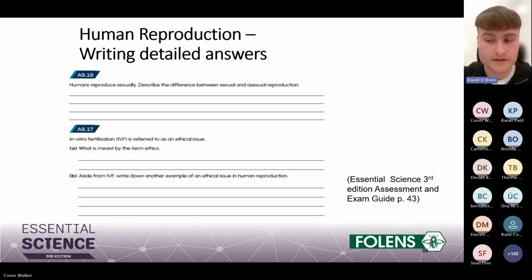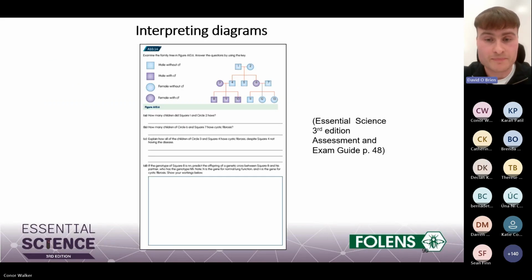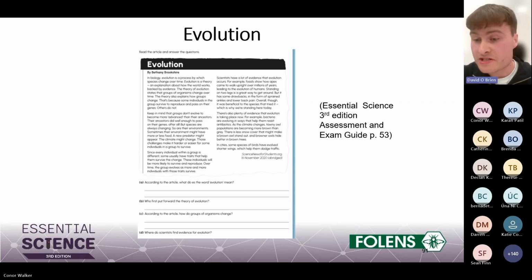Next slide, please. Inheritance and variation, more exam-style questions. Next slide, please. A full page about interpreting diagrams has come up in the exam in 2019 about sickle cell anemia, gives your students the practice with this essential science package. Next slide, please. The article-based questions that Sean mentioned, loads of practice here, just one example about evolution. Next slide, please.